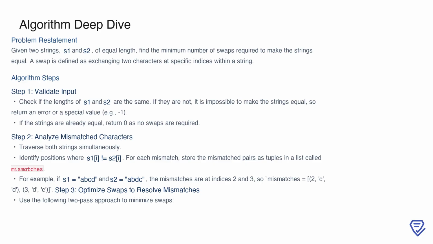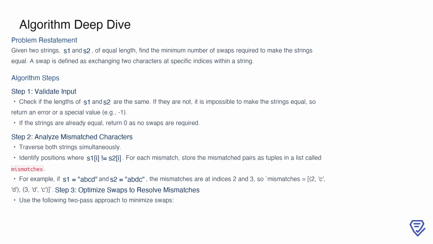The process begins with input validation. First, we confirm that the lengths of s1 and s2 are equal. If they are not, it's immediately clear that making the strings equal is impossible, so we return an error or a special value, like -1. On the other hand, if the strings are already identical, no swaps are needed, and we can simply return 0.